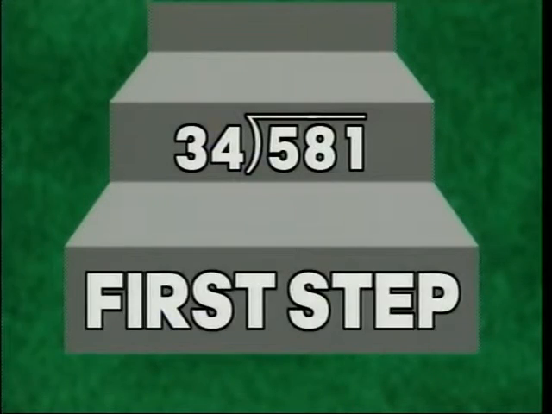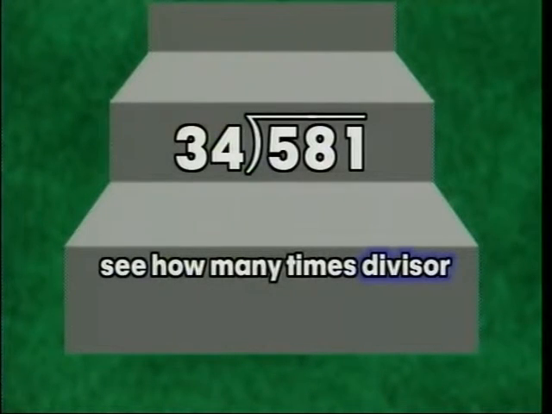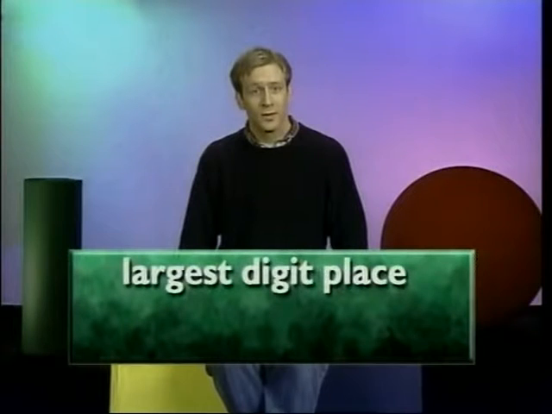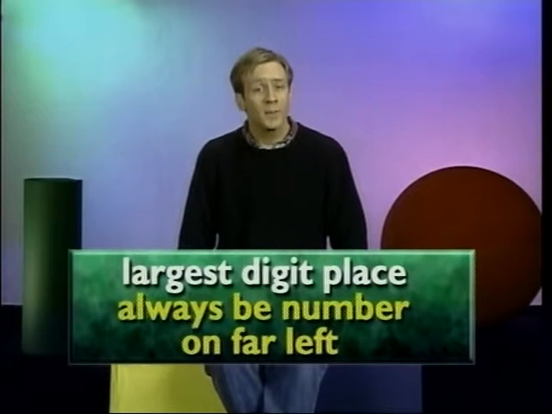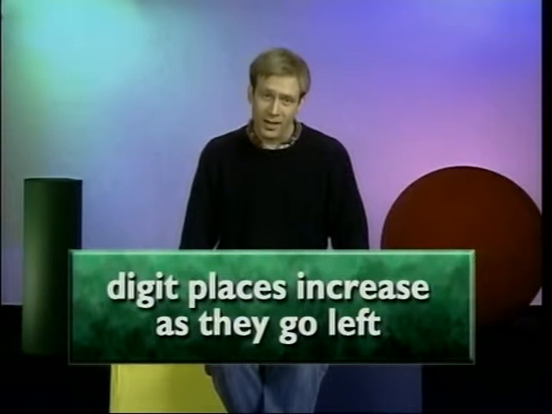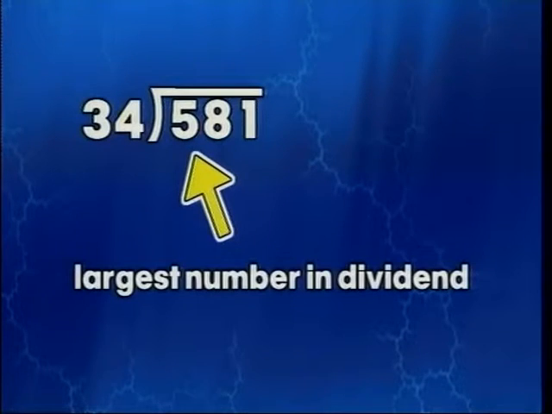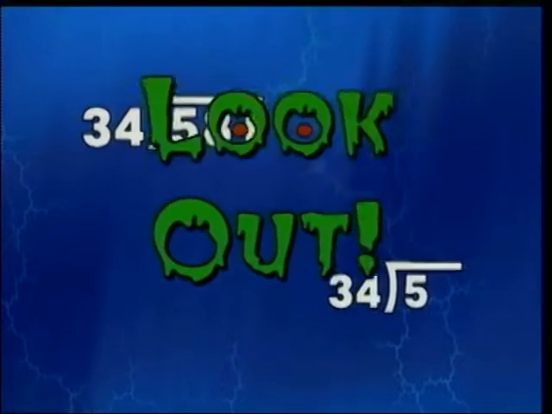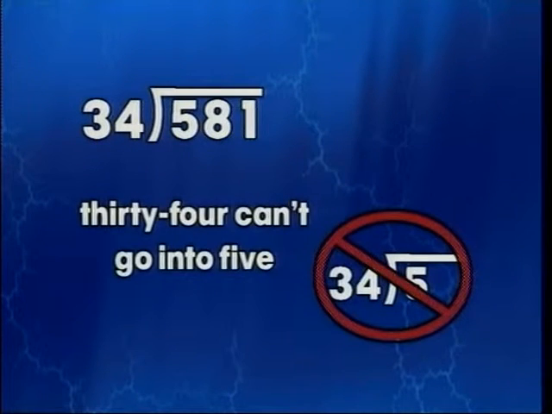The first step is to see how many times the divisor, 34, will go into the number in the largest digits place in the dividend. The largest digit place will always be the number on the far left, since digit places increase as they go to the left. In this instance, the number in the largest digits place is the 5 in the hundreds place. So we divide 34 into 5. We've hit a stumbling block. 34 won't go into 5.